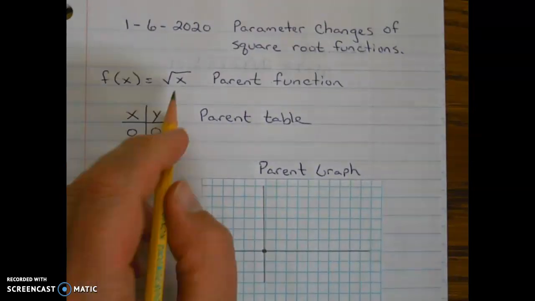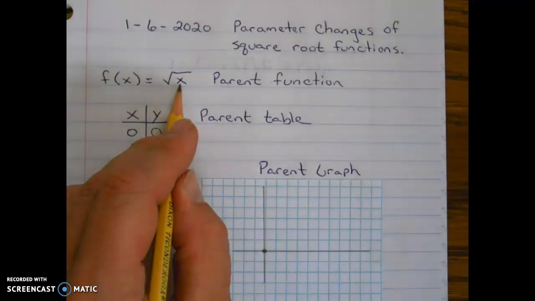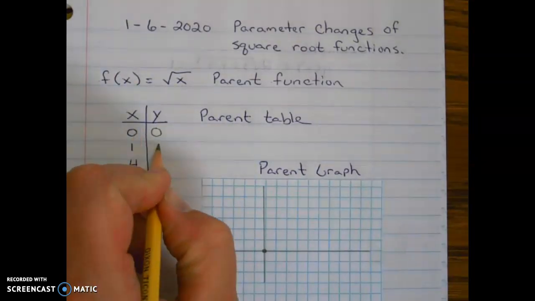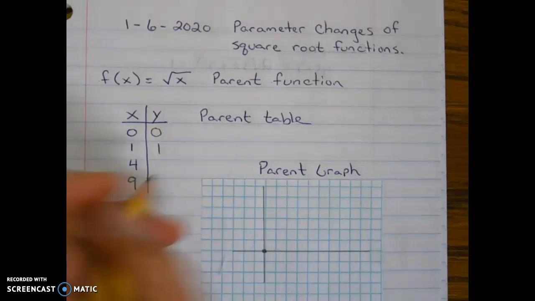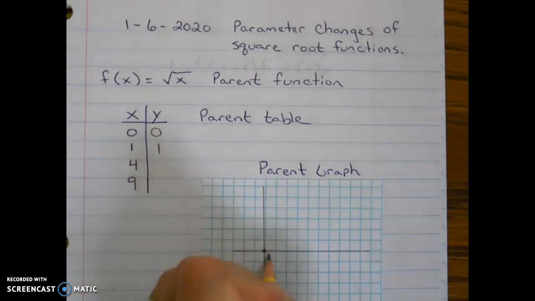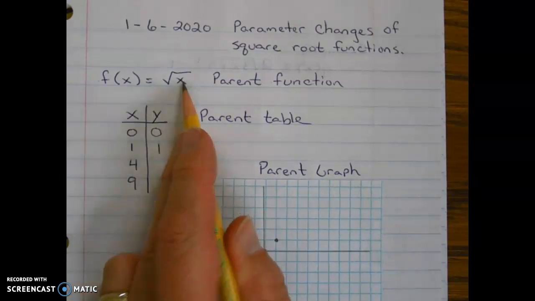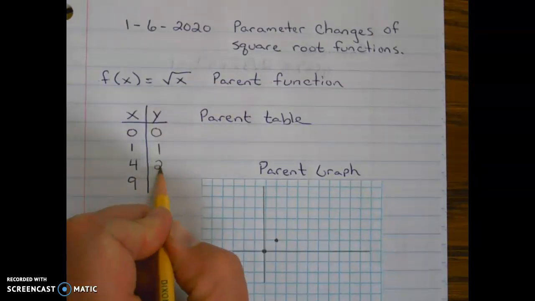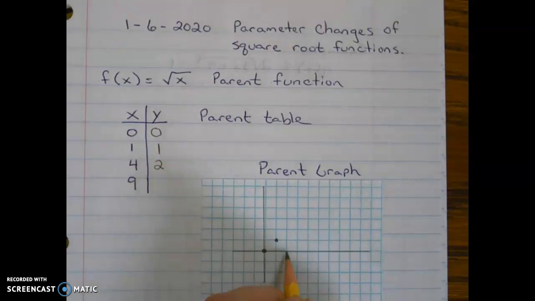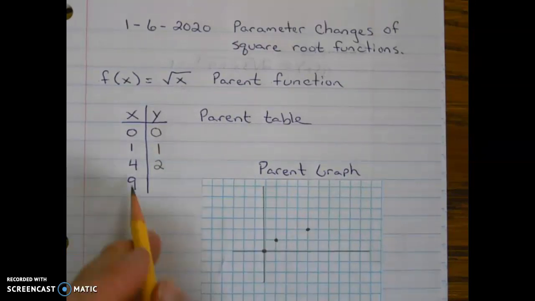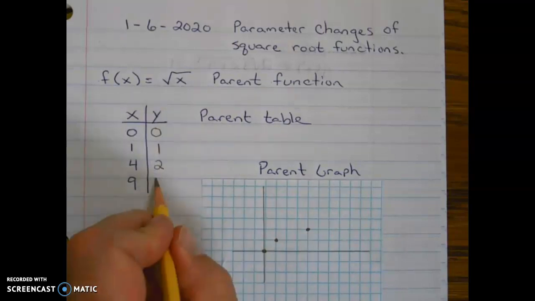Plugging 1 in for x, the square root of 1 is going to be 1. So 1, 1. 4, the square root of 4 is 2. So 4, 2. And then finally 9, the square root of 9 is 3.